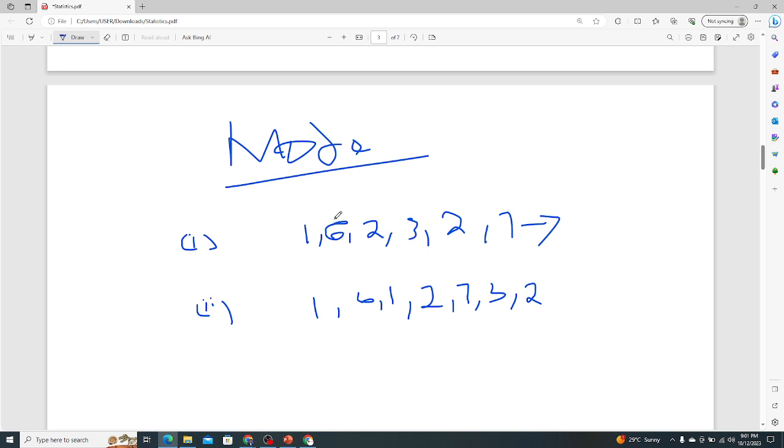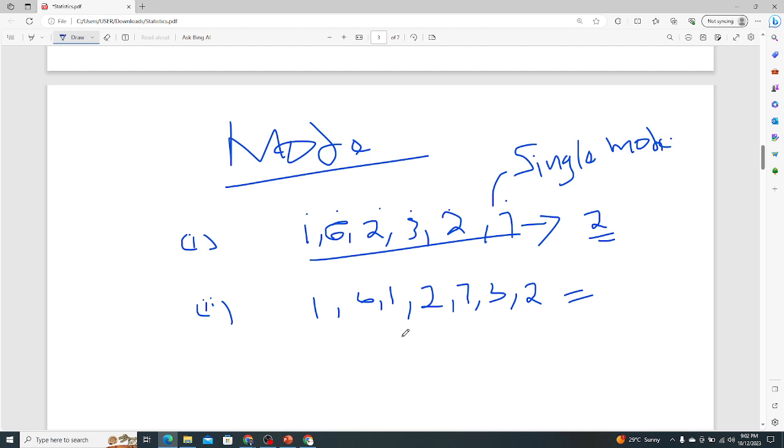The mode is the most occurring value. As you can see in the data, 1 occurs once, 6 once, 2 twice, 3 once, 7 once. So our mode will be 2. We can term this a single mode, because we only have one mode. Let's go to the second scenario.